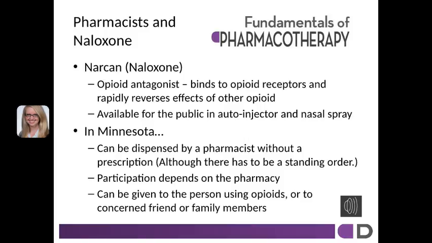It's important to note that this medication is only effective on opioids, so it won't work on overdoses from other medications. It's also important to know and counsel patients that if they need to administer naloxone, they still should be calling 911. This is because often several doses are needed and monitoring is very important. This is a very simplified overview of naloxone and the pharmacist's role, but I encourage you to learn more about it on the Minnesota Department of Health website.